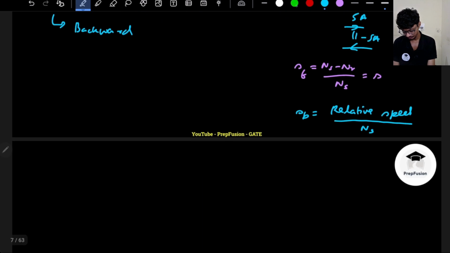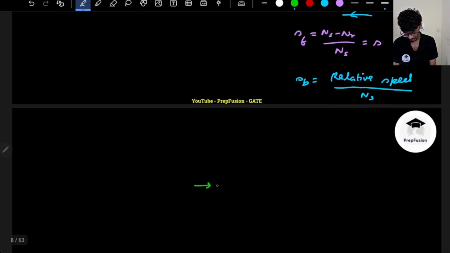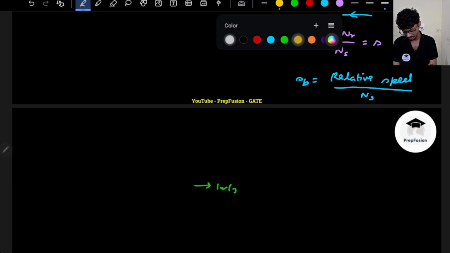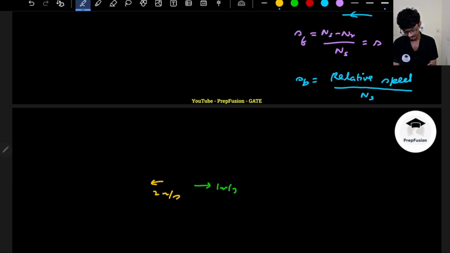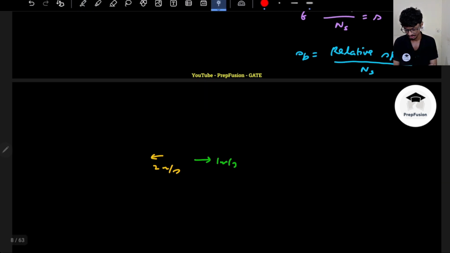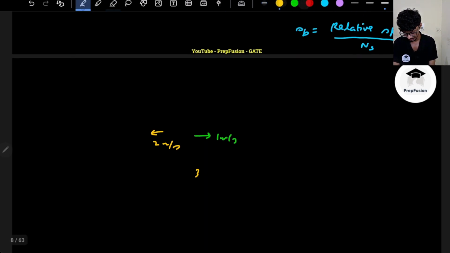If I say this one is moving with 1 meter per second on the right hand side, and the other person is moving with 2 meters per second on the left hand side, what is the relative speed between them? How fast are they changing? It is changing by 3 meters per second. The relative speed is 3 meters per second.